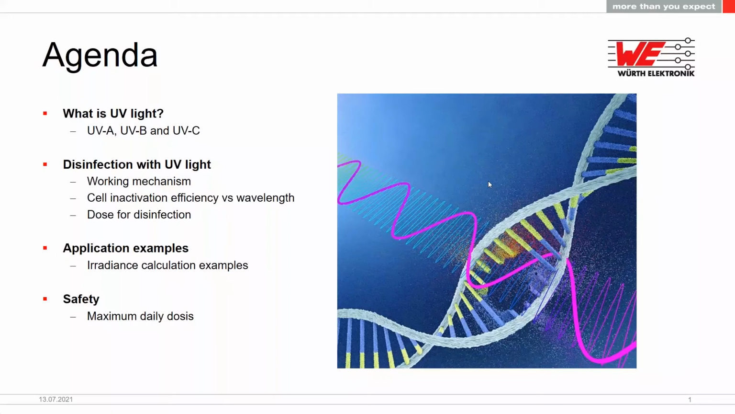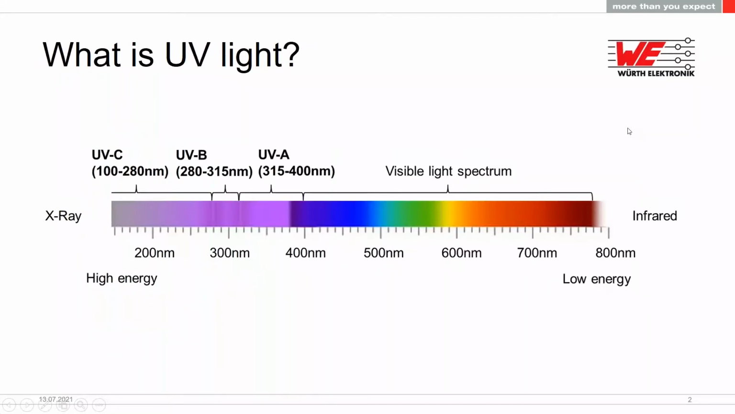So first, let me explain to you a little bit more about UV light. Here you see the electromagnetic spectrum, where you have on the right-hand side the visible spectrum, and on the left-hand side, at lower wavelengths, we have the UV light or UV radiation. The UV light is separated into different areas depending on the wavelength: UVA, UVB, and UVC. UVC is the one with the lowest wavelength but also with the highest energy.